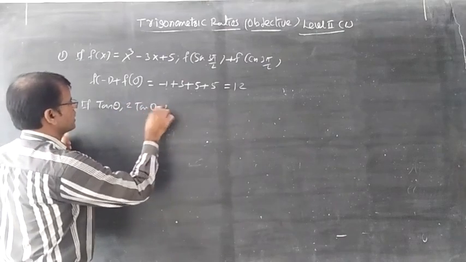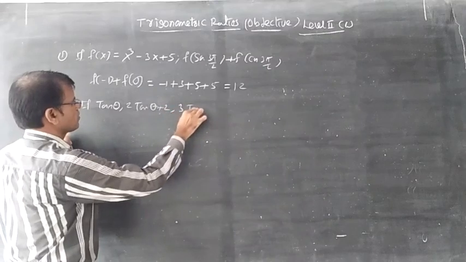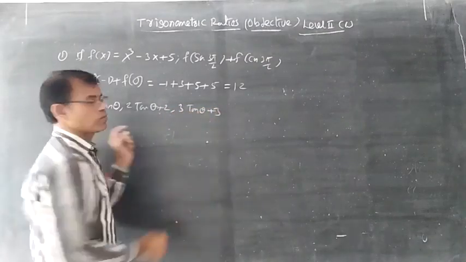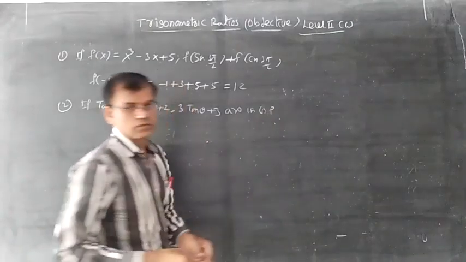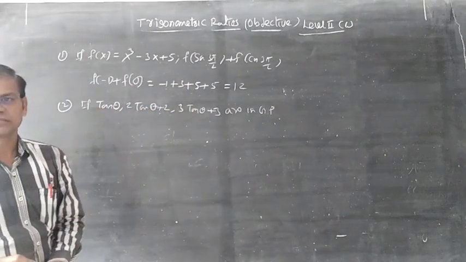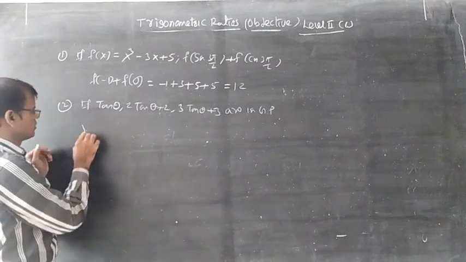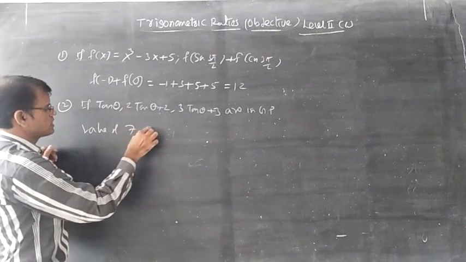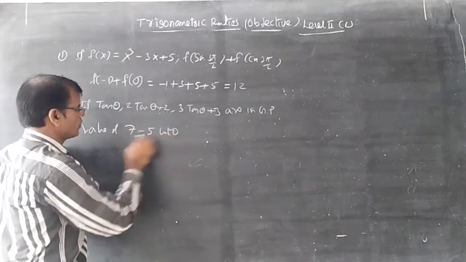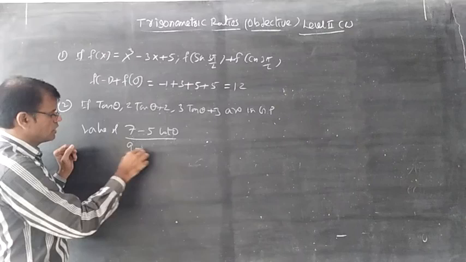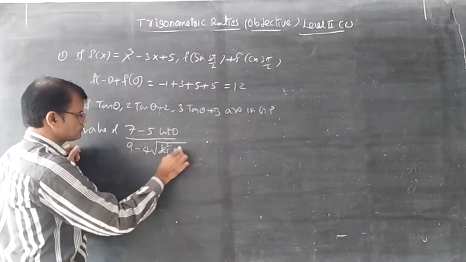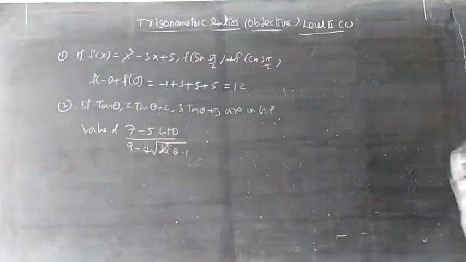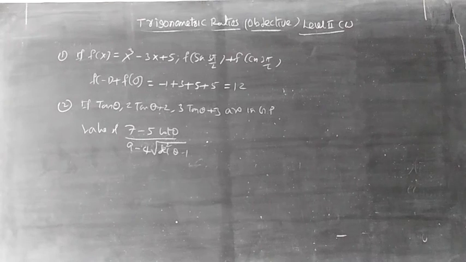If tan theta, 2 tan theta plus 2, 3 tan theta plus 3 are in GP, then find the value of 7 minus 5 cot theta whole by root of 9 minus 4 root of secant square theta minus 1. You no need to write the question, but if you have the material, okay, no problem.